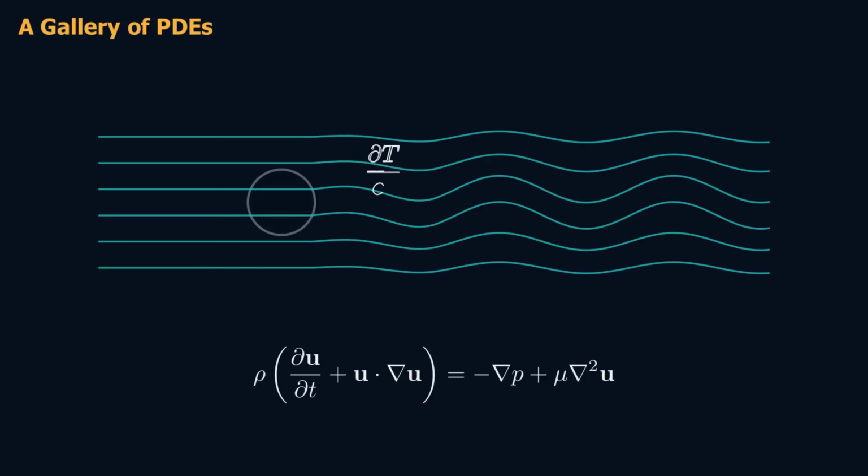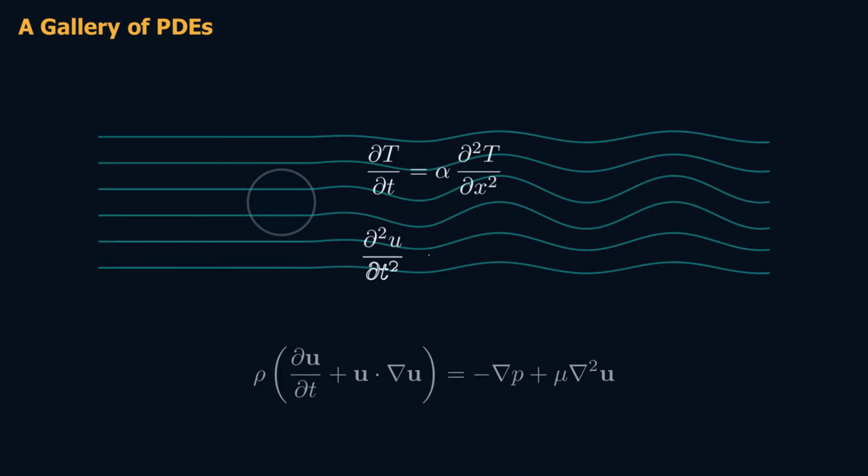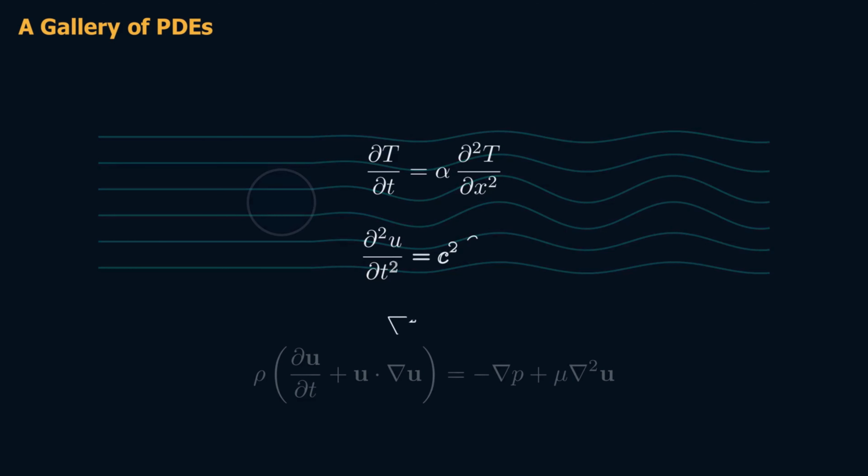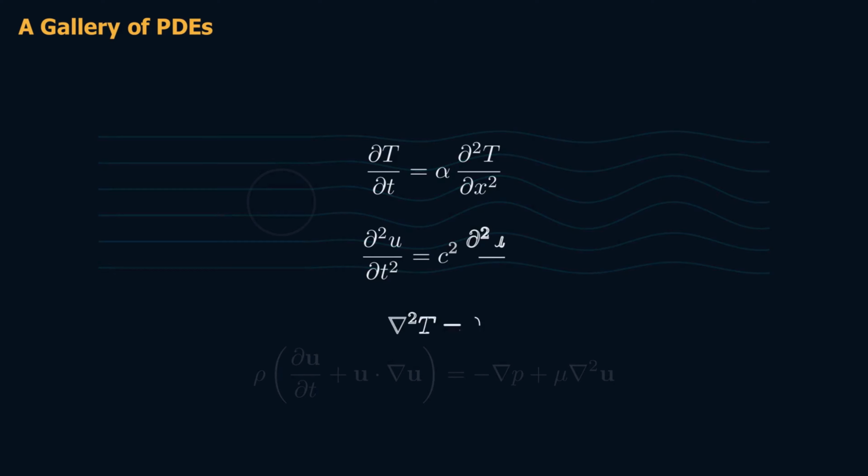Notice the pattern across all 3. Time derivatives on one side. Spatial structure on the other. And a physical constant negotiating between them. Learn to read that grammar, and no PDE will ever look like random symbols again.